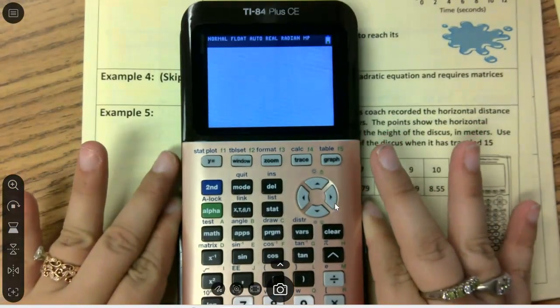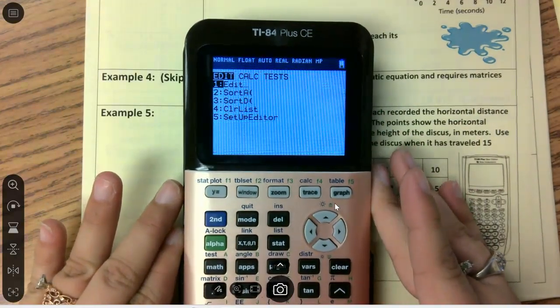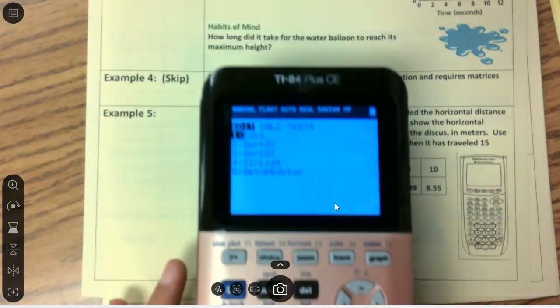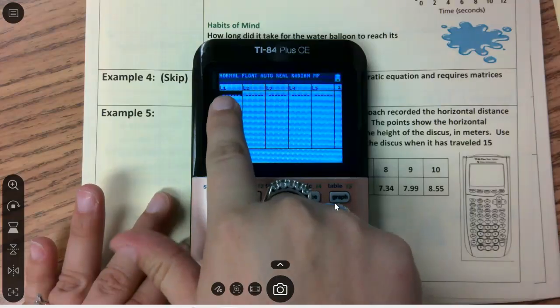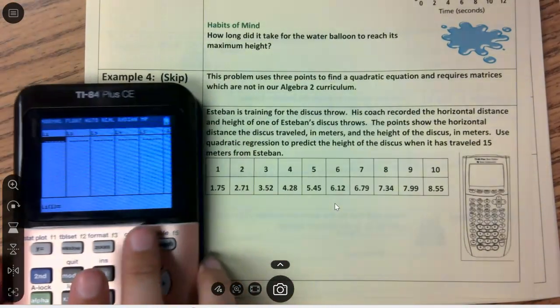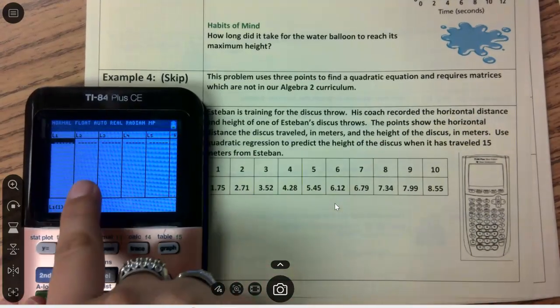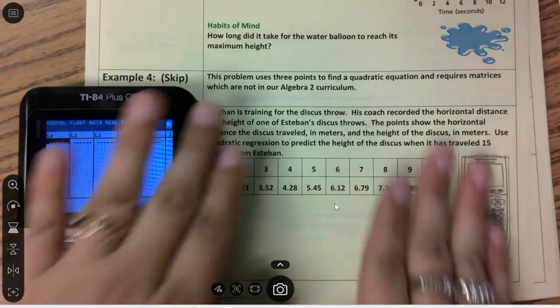You are going to start by going to the stat option, because we have a whole bunch of statistics that we need to enter. So you're going to click enter, option 1, and you're going to edit. L1 means list 1, L2 is list 2. You're going to put your X's in list 1 and your Y's in list 2. It's the same table, it's just vertical instead of horizontal.